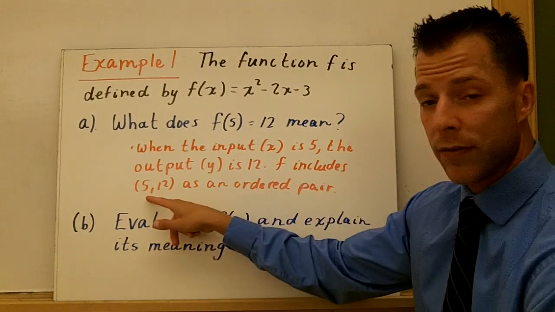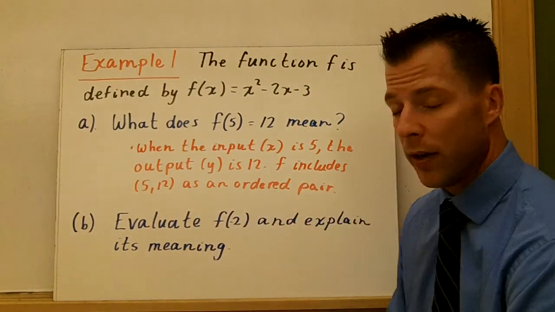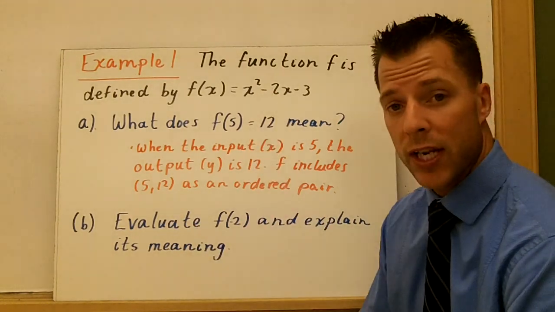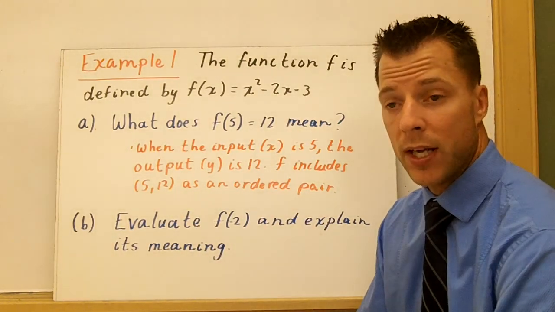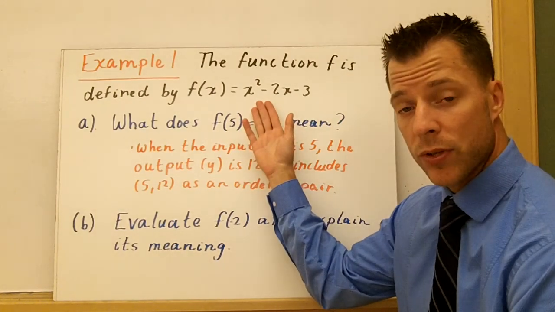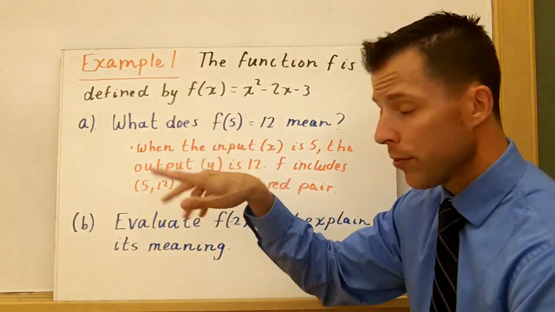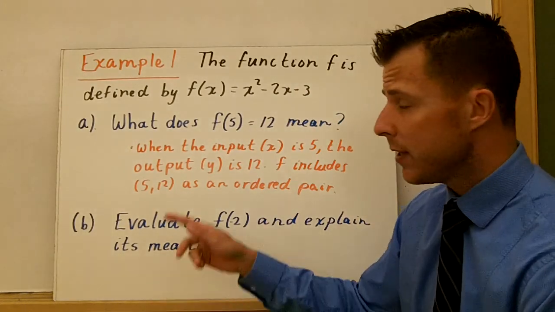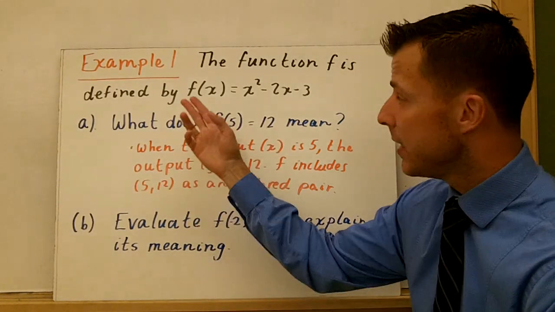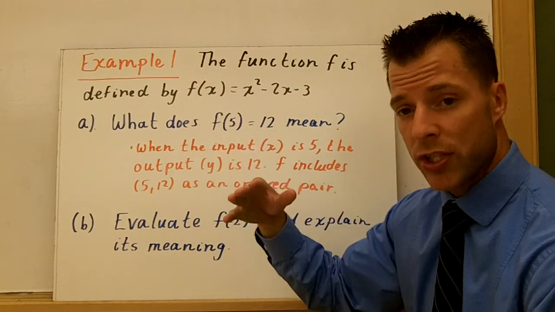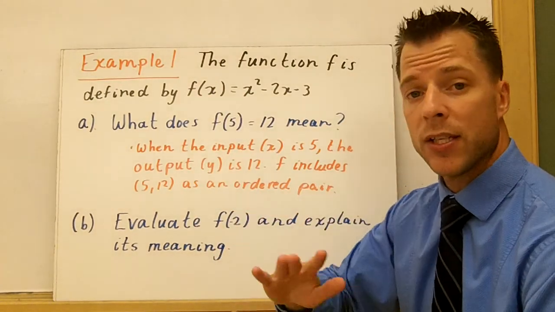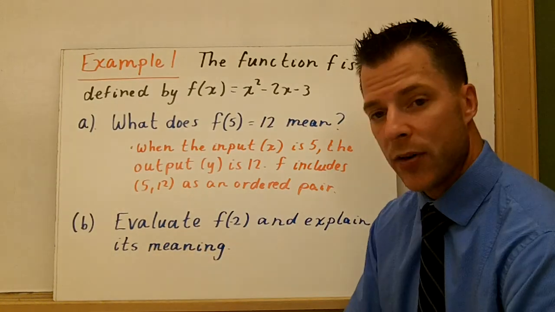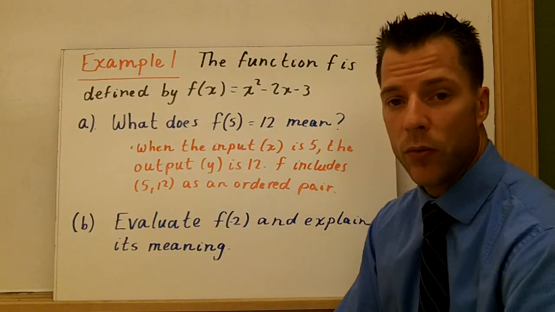f includes (5, 12) as an ordered pair, meaning (5, 12) is a solution to this function. It will be on the graph when we plot. If we plotted this graph, which we'll do in a later unit, that point will go through the graph. It'll be somewhere on that graph. So really, this is just x and y. The idea is f of x is replacing your y coordinate here. So part B, we're going to evaluate f of negative 2 and explain what that means.